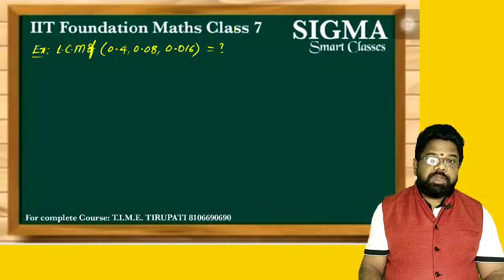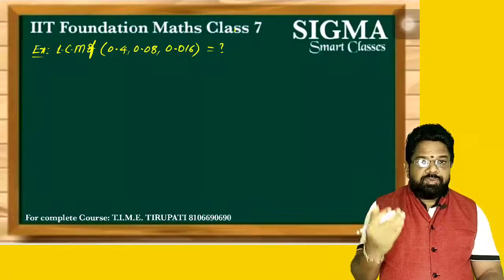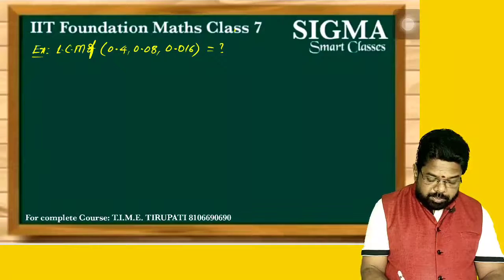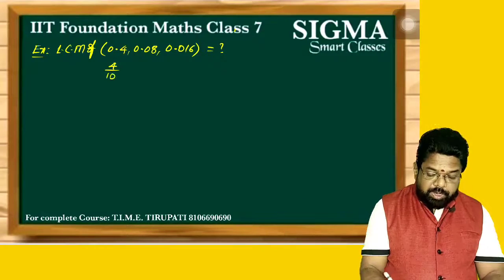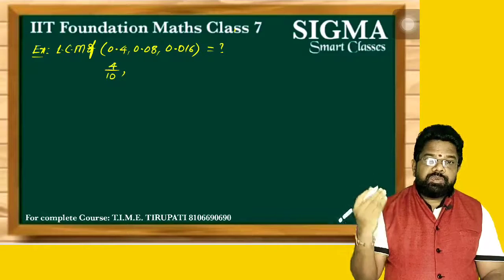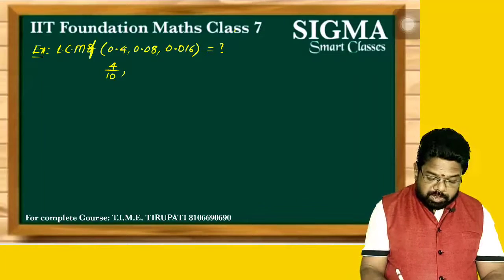Convert the decimal into a fraction. We discussed in the previous classes how to convert decimals into fractions. So 0.4 can be written as 4 by 10. After 1 digit after the decimal we take 1 zero in the denominator, after 2 digits we take 2 zeros, after 3 digits we take 3 zeros. Now 0.08 can be written as 8 by 100.